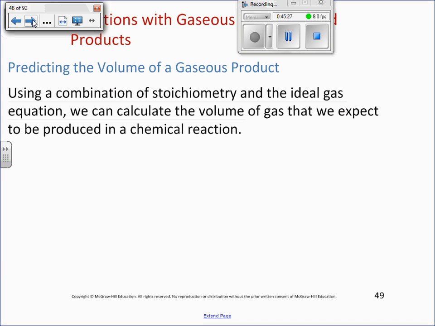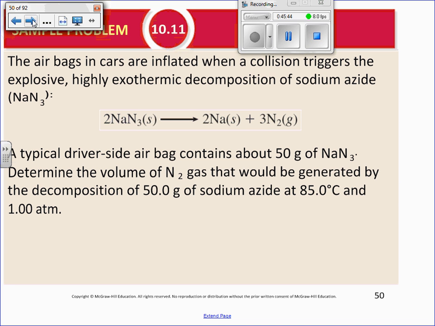So using a combination of stoichiometry and the ideal gas equation, we can calculate the volume of a gas that would be produced in a chemical equation. So airbags in your car are inflated when the collision triggers the sodium azide, highly explosive. Essentially, it's a mini explosion that blows up your airbag. And there's the equation for it, and it's the nitrogen that blows up your airbag.